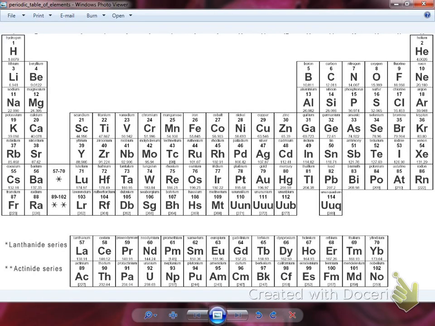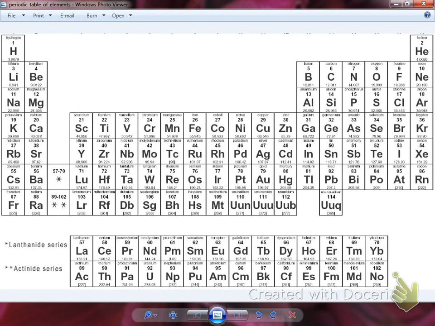Here is a table of some common monatomic ions. All of these list elements with a positive 1 charge, a positive 2, a positive 3, for example. What do we notice about the negatively charged elements? What do we notice about their name? They end in IDE. That's telling you that it's an ion, that it has a charge.